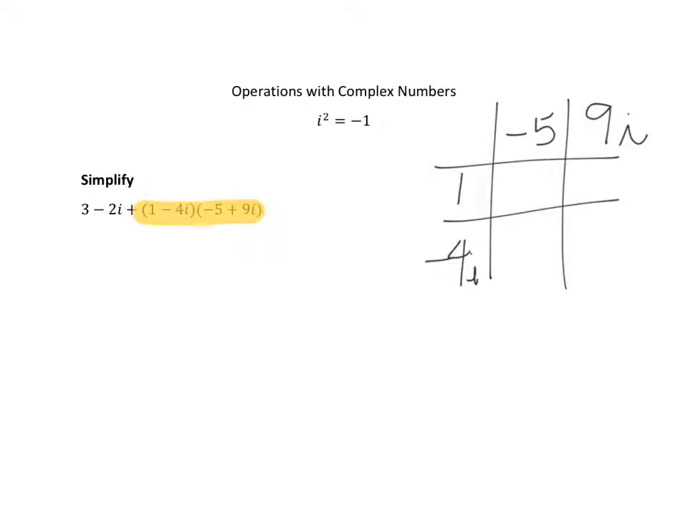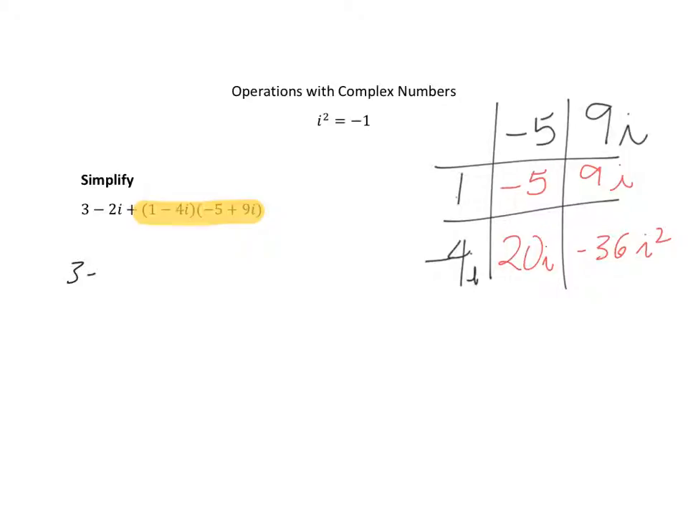Let me actually write that in a different color real quick. Here we go, minus 5. And then 1 times 9i is 9i. And then a negative 5 times a negative 4i is going to be a positive 20i. And then 9i times a negative 4 is a negative 36i squared. So we've got some things going on here. We'll go down to the next line.